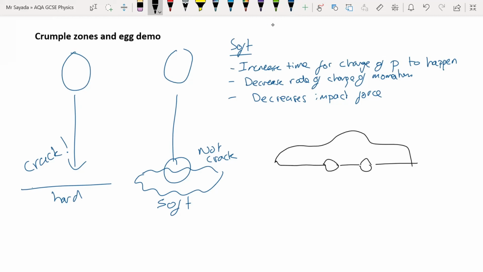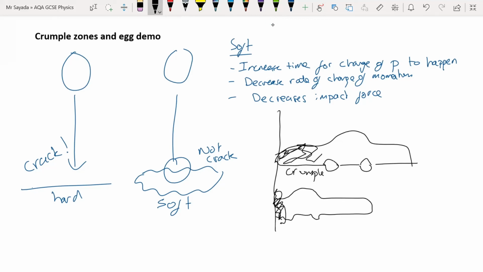So what happens is, if this car were to crash into a wall, the whole front of the car would just crumple. So the whole thing would just crumple up. So the car would end up almost like embedded in the wall. So the front of the car has just completely crumpled and collapsed.